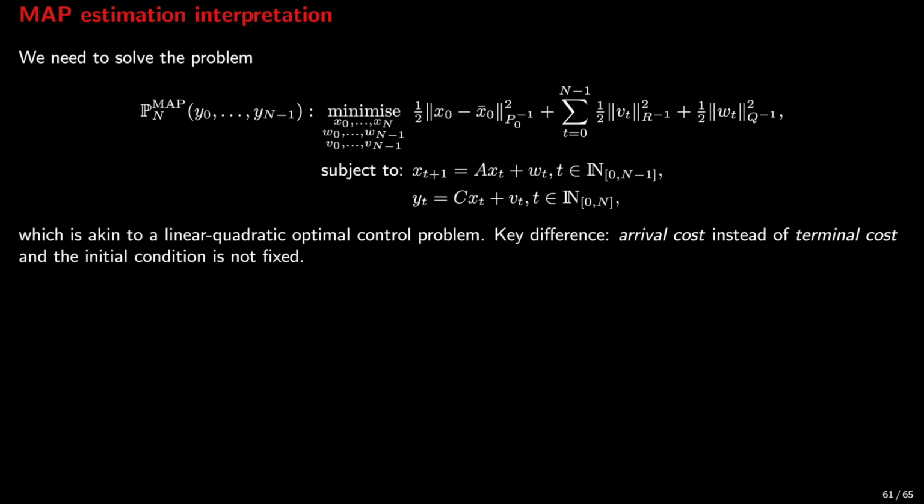This optimization problem is very similar to a linear quadratic optimal control problem, as we can see. We have studied these problems earlier. The key difference being that we have an arrival cost instead of a terminal cost, and the initial condition is not fixed.